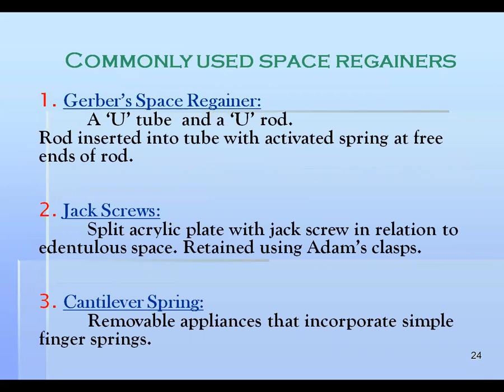Commonly used space regainers are the Gräber space regainer, in which a U-tube and a U-rod are used. A rod is inserted into a tube with an activated spring at the free end of the rod. There is also a jack screw in an acrylic plate, retained using Adams clasp, and the cantilever spring. Removable appliances that incorporate simple finger springs can also be used for regaining the space.